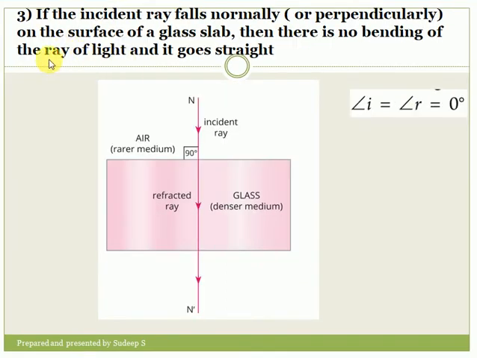Now in case 3, if the incident ray falls normally or perpendicular on the surface of a glass slab, then there is no bending of the ray of light and it goes straight. मतलब ये जो incident ray है, जो glass slab की जो surface पे जो है वो hit कर रहा है 90 डिग्री से. So ऐसे केस में there will be no refraction and there is no bending of ray of light and it goes straight. So ऐसे केस में हम लोगों का जो angle of incidence and angle of refraction होगा वो होगा 0 डिग्री.